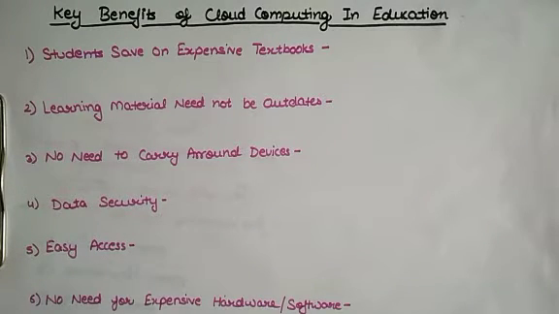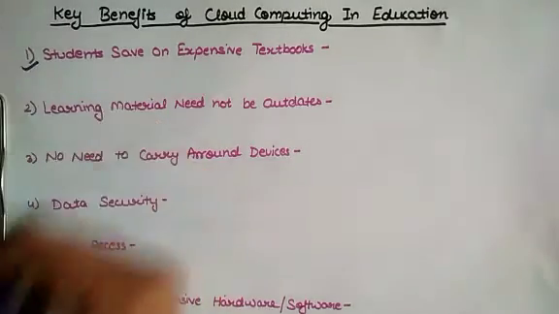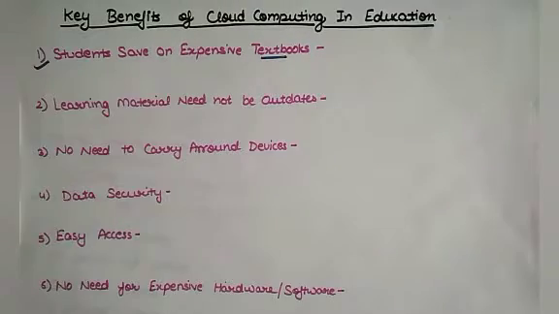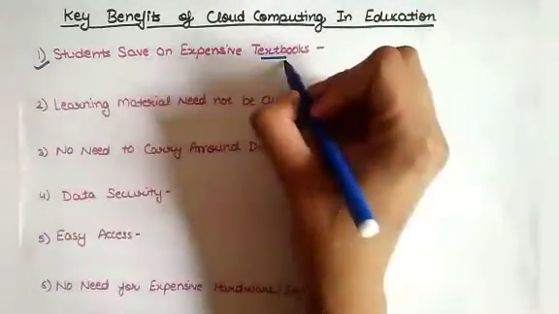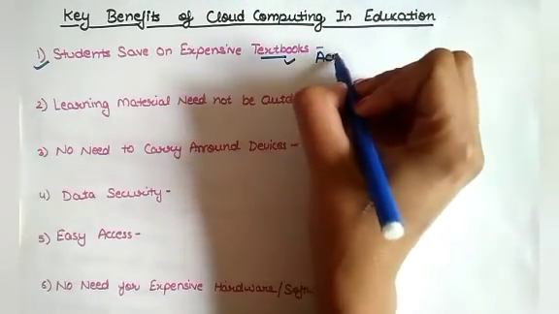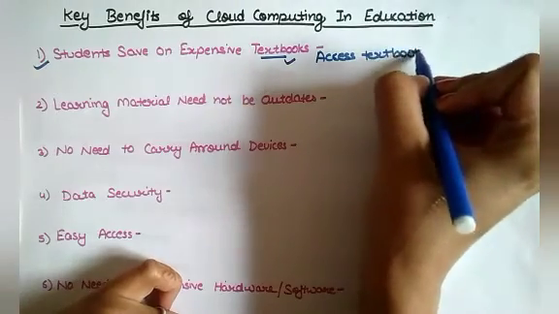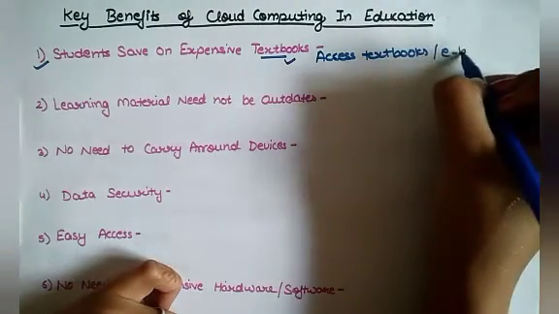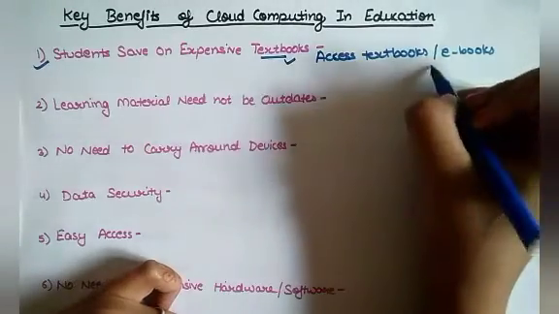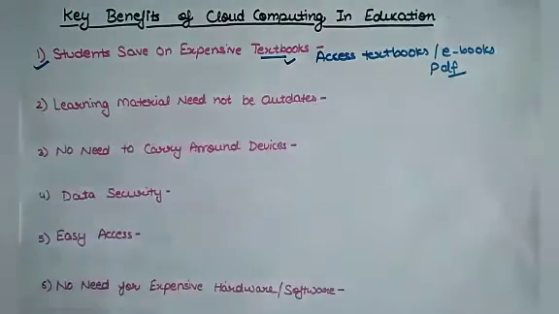So let's start with the first point, that is students save on expensive textbooks. As we all know, university level textbooks are very expensive and everyone is not able to buy all these books, right? So cloud based textbooks are an effective solution to this problem. We can access textbooks, or we can say ebooks, with the help of cloud in PDF forms also, right?